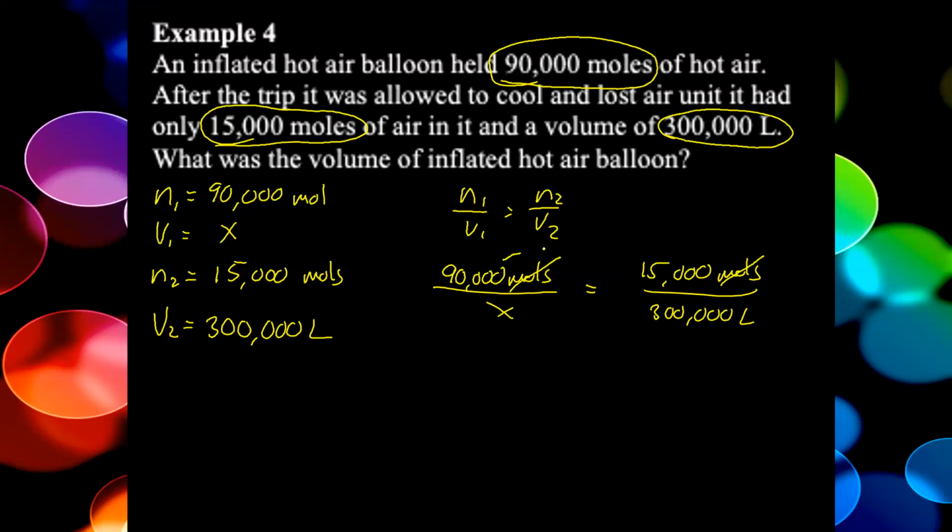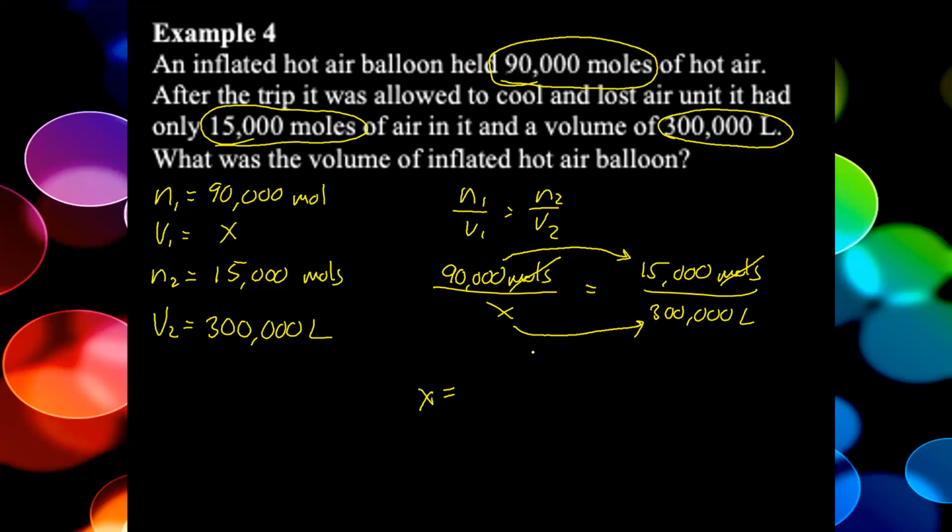And tell me, to go from 90,000 to 15,000, what happened to the moles? Did they go up or down? They went down. So I expect my x is going to be bigger than 30,000, because if the moles went down, we should see the volume go down. So I hope my answer is larger than 30,000.